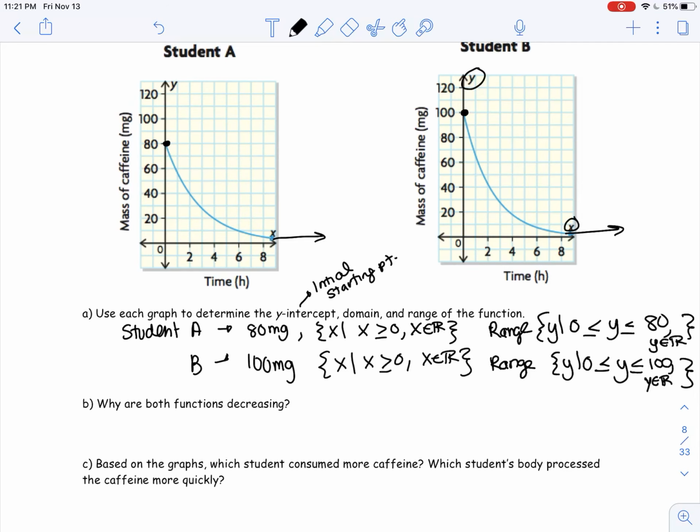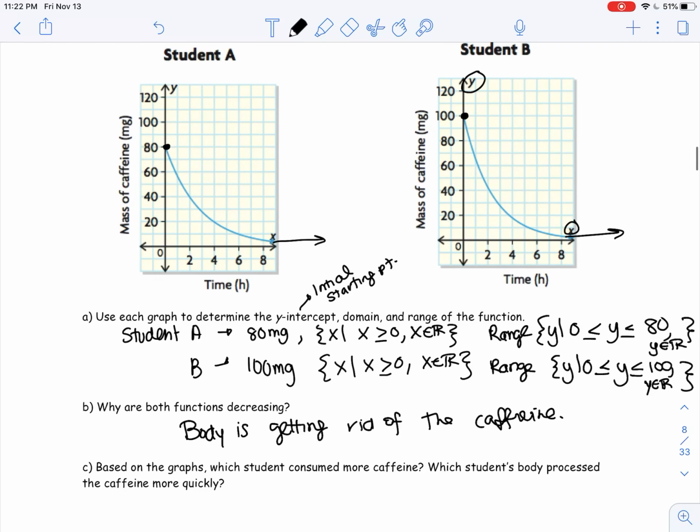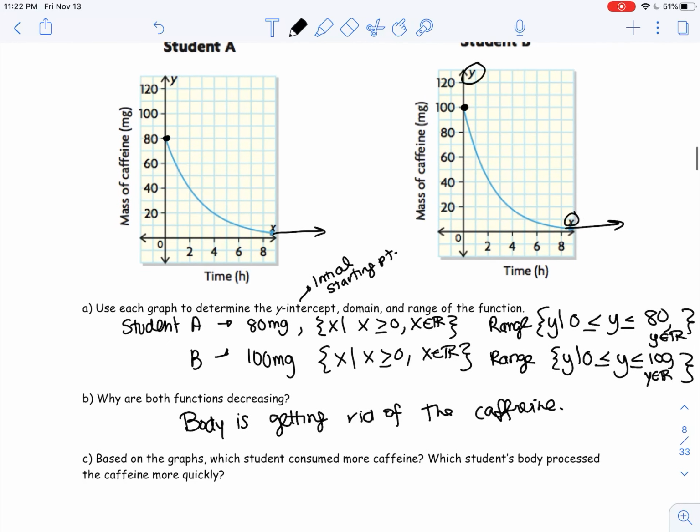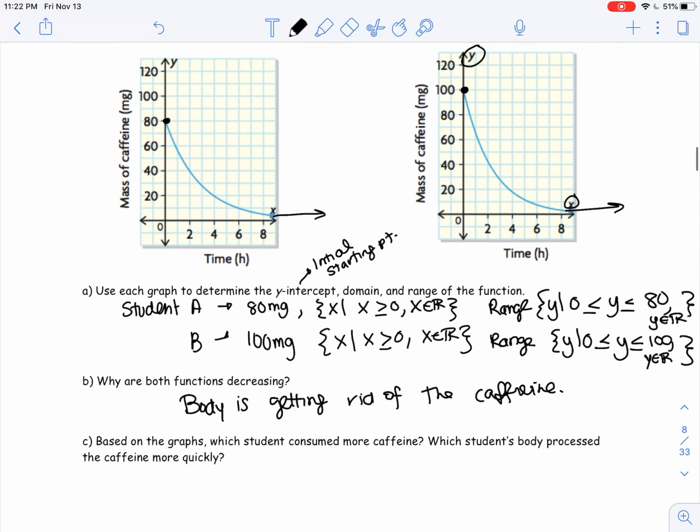Okay, so those are our y-intercepts, domain, and range. Why are both functions decreasing? Well, what's happening is that your body is absorbing and kind of getting rid of this caffeine. Okay, we can't have the caffeine just rising. It's going to eventually leave our body where we have no caffeine in our system. So our body function will do that. It's going to start with a high amount and slowly decrease.